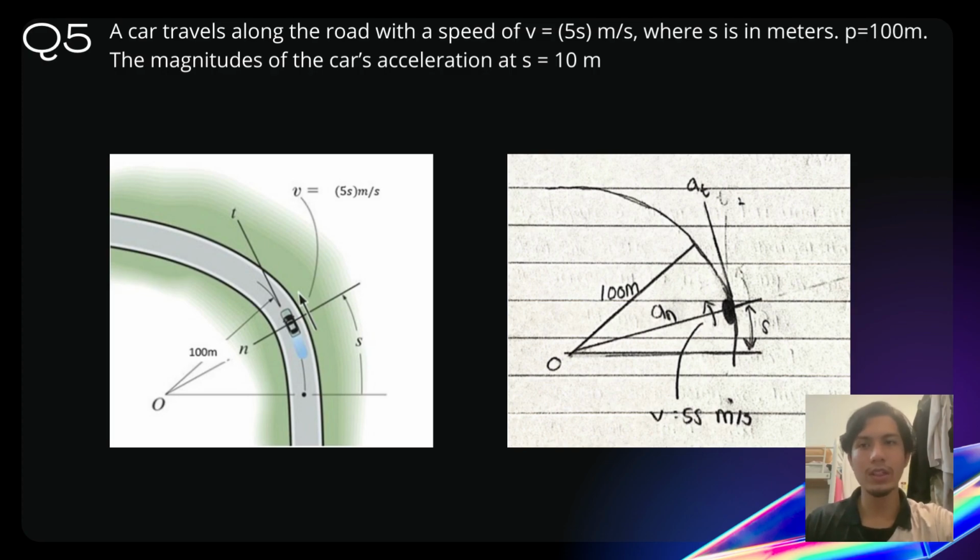For the last question, a car travels along the road with a speed of v equals to 5s meter per second, where s is in meters, rho equals to 100 meter, and the question asks to find the magnitude of the car's acceleration at s equals to 10 meter.